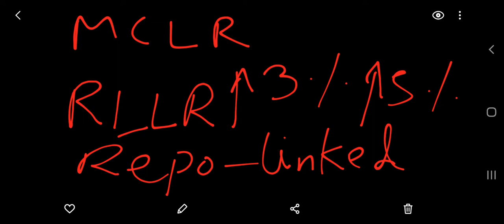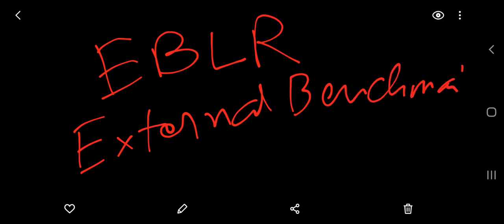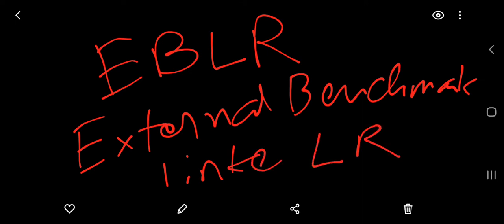Sorry for this stammering. I will be discussing another one, that is EBLR. This is called external benchmark linked lending rate. So EBLR is nothing but external benchmark linked lending rate.